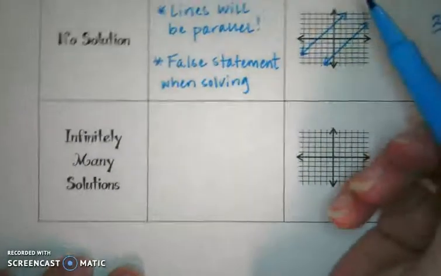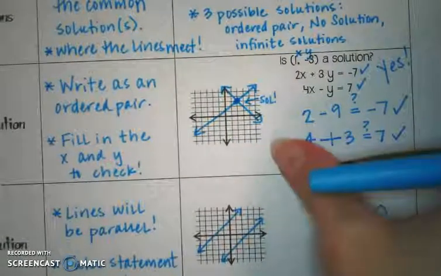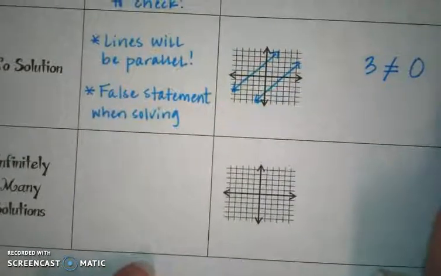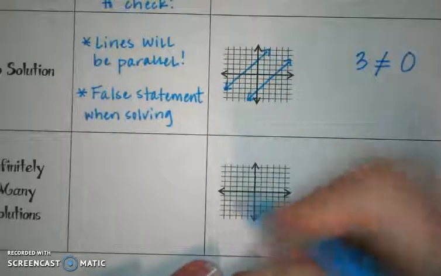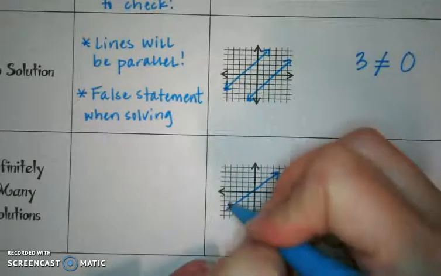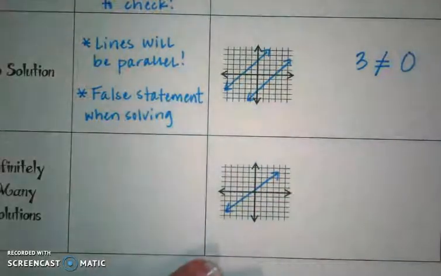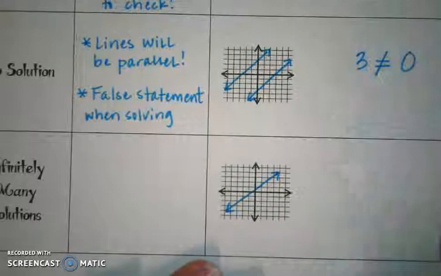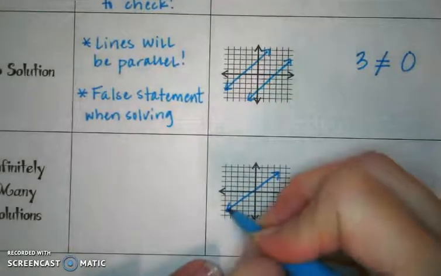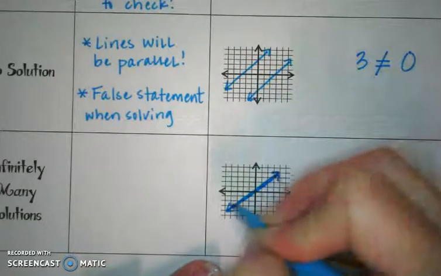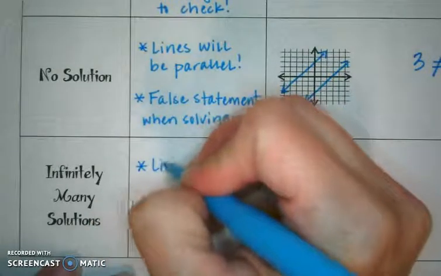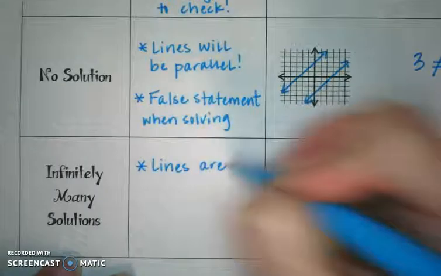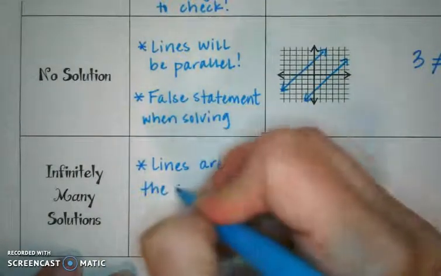How are you going to end up with an infinite number of solutions? So again, if we're looking for where the lines meet, and we have more than one solution, there's only one way that could happen. Because we know that if we were to draw a line on the graph, the only way that another line would hit this line more than once would be if it is the same line. So, in order to get an infinite number of solutions, you are going to have the same line. So I'm going to say lines are the same.